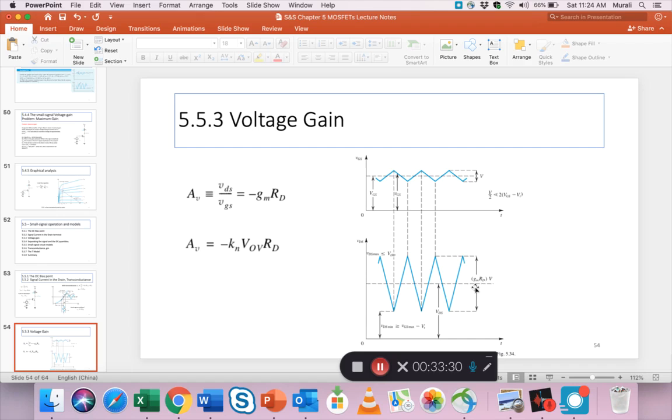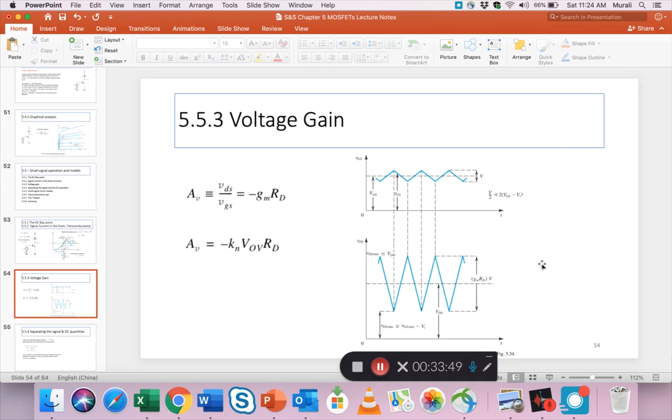So the output is shown to be gm times Rd, this factor, times the input v. If v you assume is the input, then gm Rd times v is the output. And there is this factor also, the fact that v by 2, the peak voltage or half of peak to peak voltage, has to be less than 2 times the overdrive voltage.